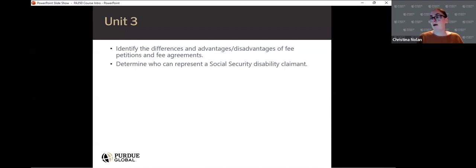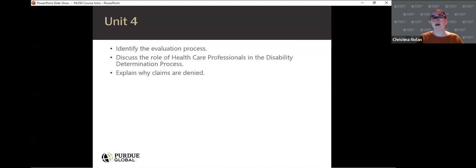Unit 3, we look at fees. How do you get paid for all your work for a client? You've got fee petitions and fee agreements, and we'll compare the advantages and disadvantages of each. And then we'll look at who exactly can represent a Social Security disability claimant. Again, there are stages where a non-lawyer can do it, and there are some stages where it has to be an attorney. And so that is why it's so important to learn about the different stages.